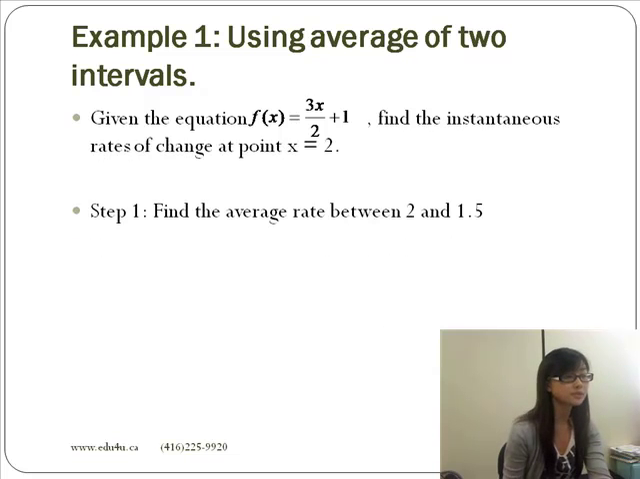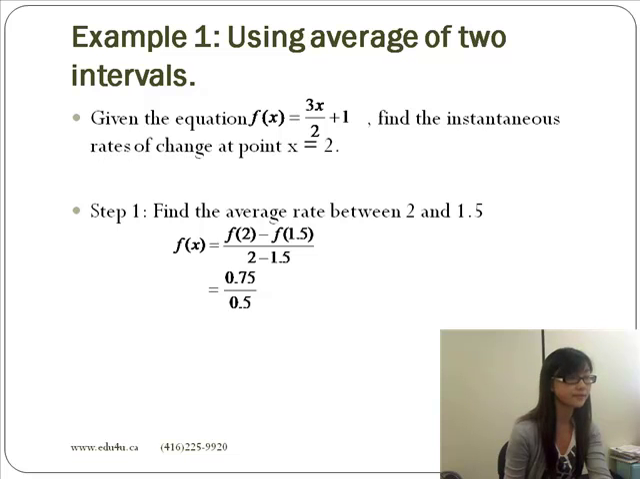The first step we have to do is find the average rate between 2 and 1.5. That would be f of 2 minus f of 1.5 divided by the time elapsed, which would be 2 minus 1.5. That would give us 0.75 over 0.5, and the final answer of 3 over 2.